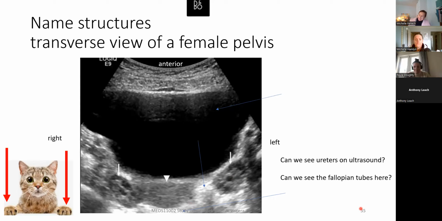I can't see them. We're not expected to see them on ultrasound. If we're seeing the fallopian tubes, something is wrong. So we should not see the fallopian tubes when they are normal. Can we see the ureters? They're the tubes that connect your kidneys to your bladder. Can we see those on ultrasound?